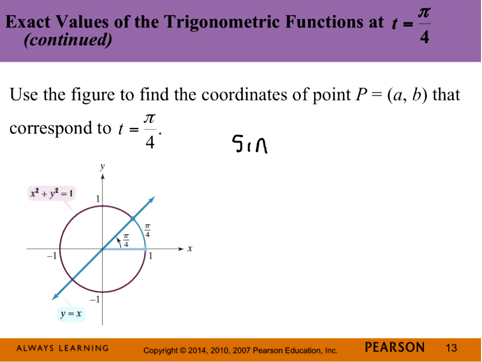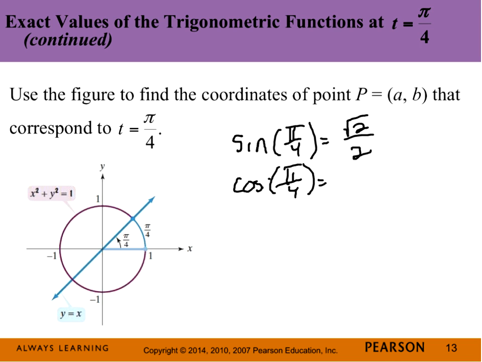We ended up with the sine of pi over 4 is square root 2 over 2. The cosine of pi over 4 was square root 2 over 2. The tangent is 1. The cosecant.